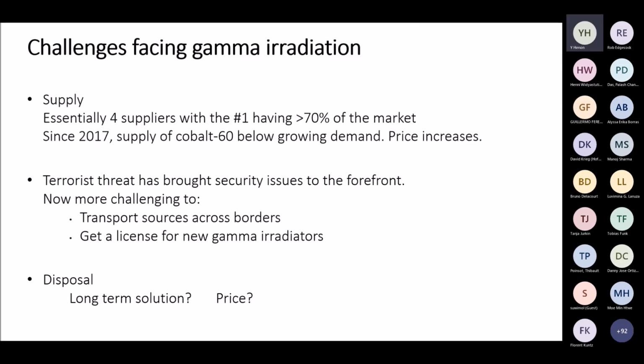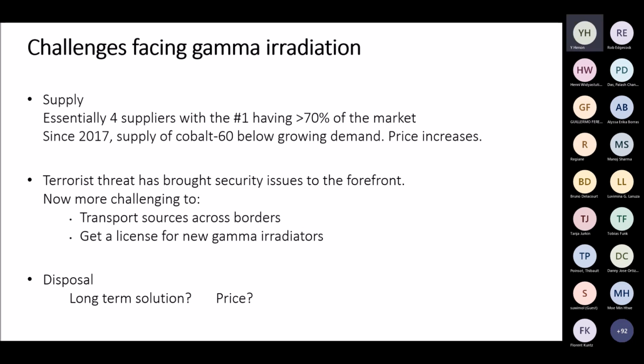There are a number of challenges facing gamma irradiation, but again, as I said before, other technologies also have their challenges. But certainly one of the problems of gamma irradiation is the availability of cobalt-60, because there is one very dominant supplier in the world, and in recent years, supply has not followed demand, due to the growth, in particular, of the demand for medical sterilization. Of course, the prices are increasing also.